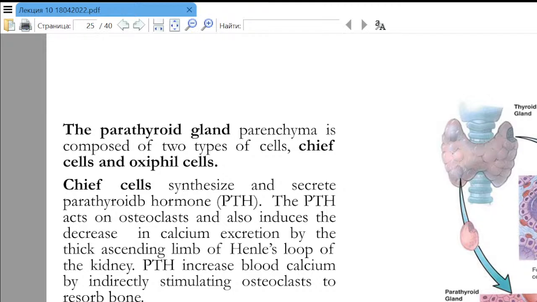Oxyphil cells, the function of this cell is not known. Chief cells synthesize and secrete parathyroid hormone, PTH. What you see? This is the parathyroid gland.